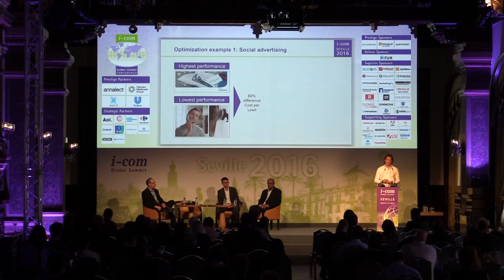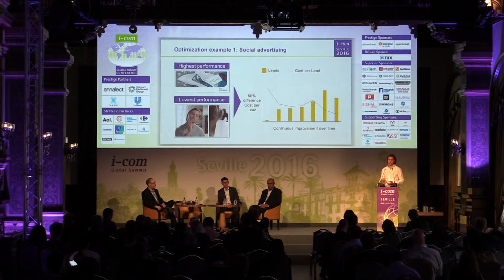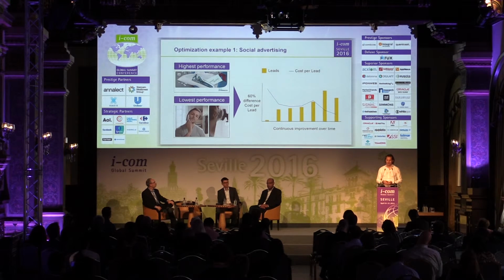And this is one example of a performance improvement. We were making these kinds of improvements during the campaign. So then you can see that during the campaign, in orange, the number of leads kept increasing. And if you look at the line, the cost per lead was decreasing. So this basically means that for the same amount of media spend, we were getting more leads, more sales. So that was a great improvement.